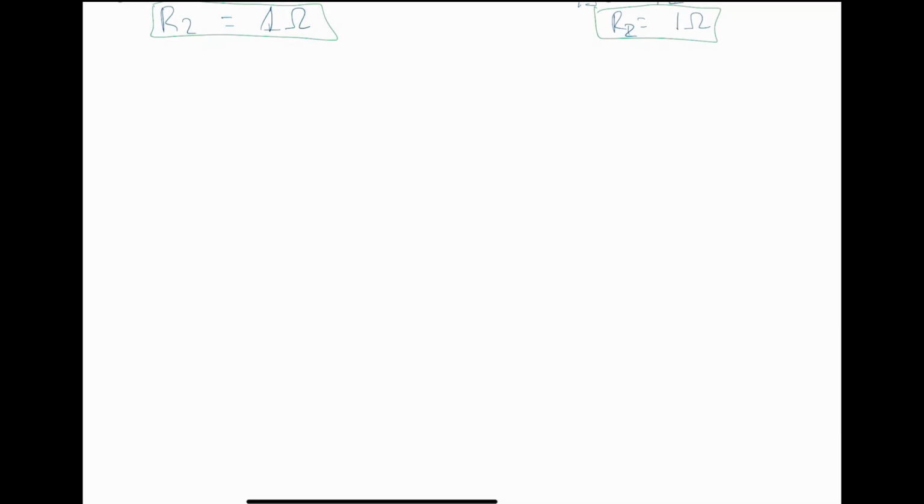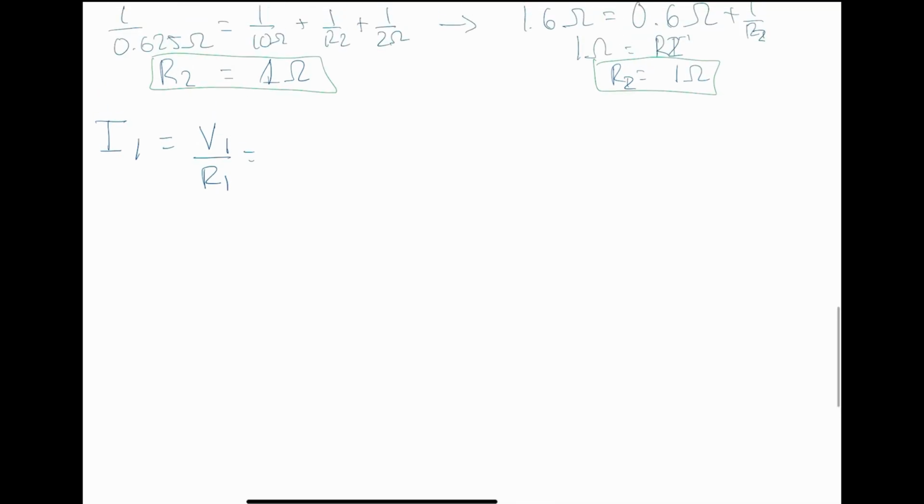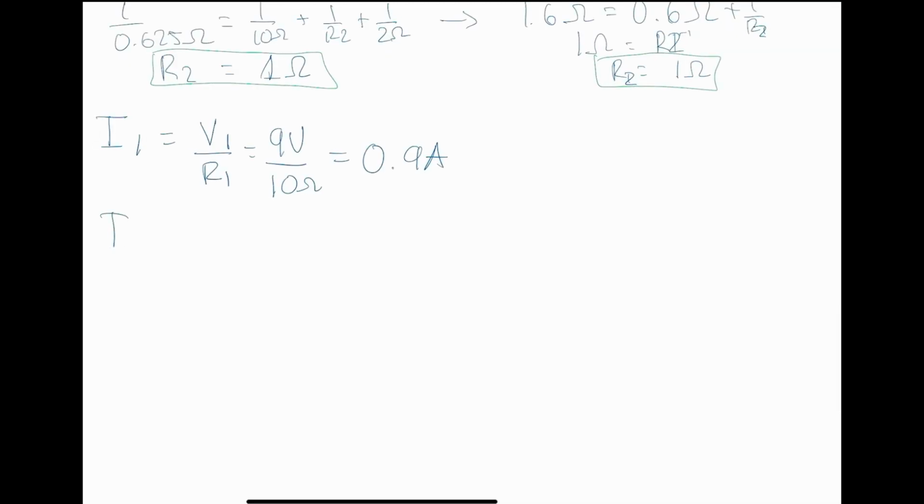So we once again apply Ohm's law. We want to solve for I1 first. We take V1 and divide it by our first resistance. We know that voltage is constant in a parallel circuit, so this will be 9 volts no matter what. Our first resistor value was 10 ohms. This should give us around 0.9 amps.